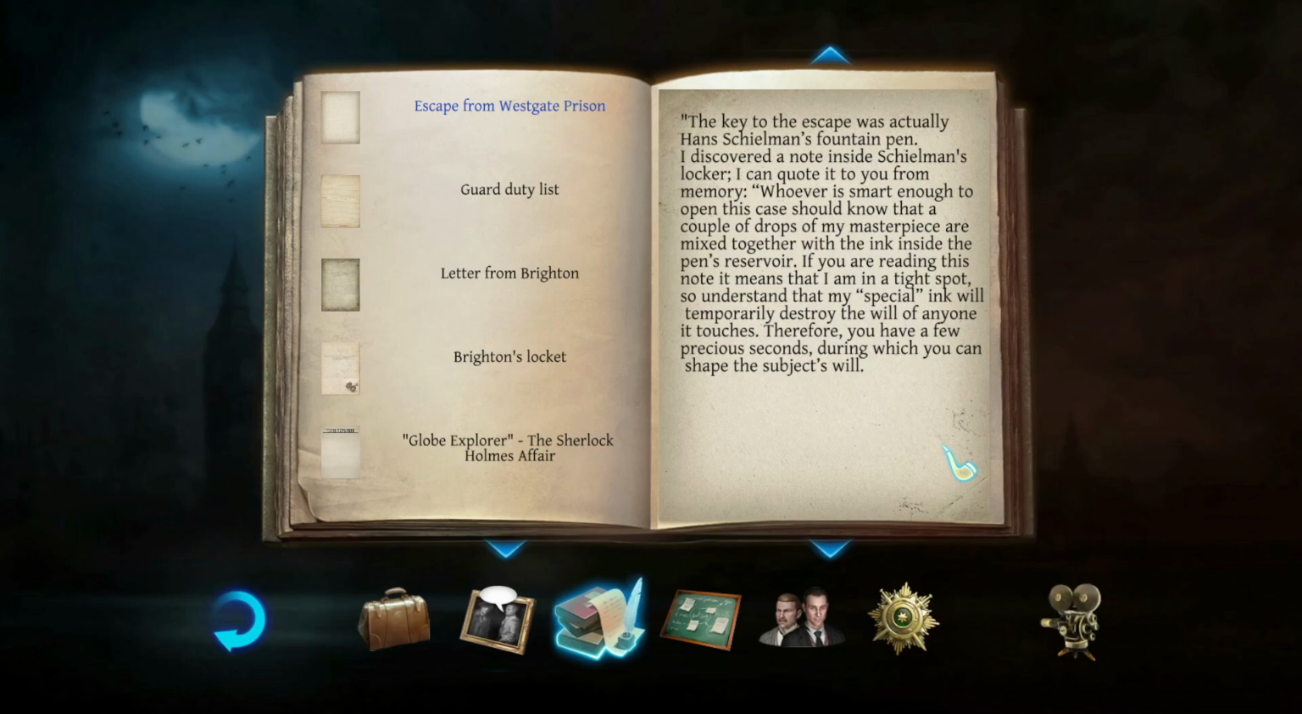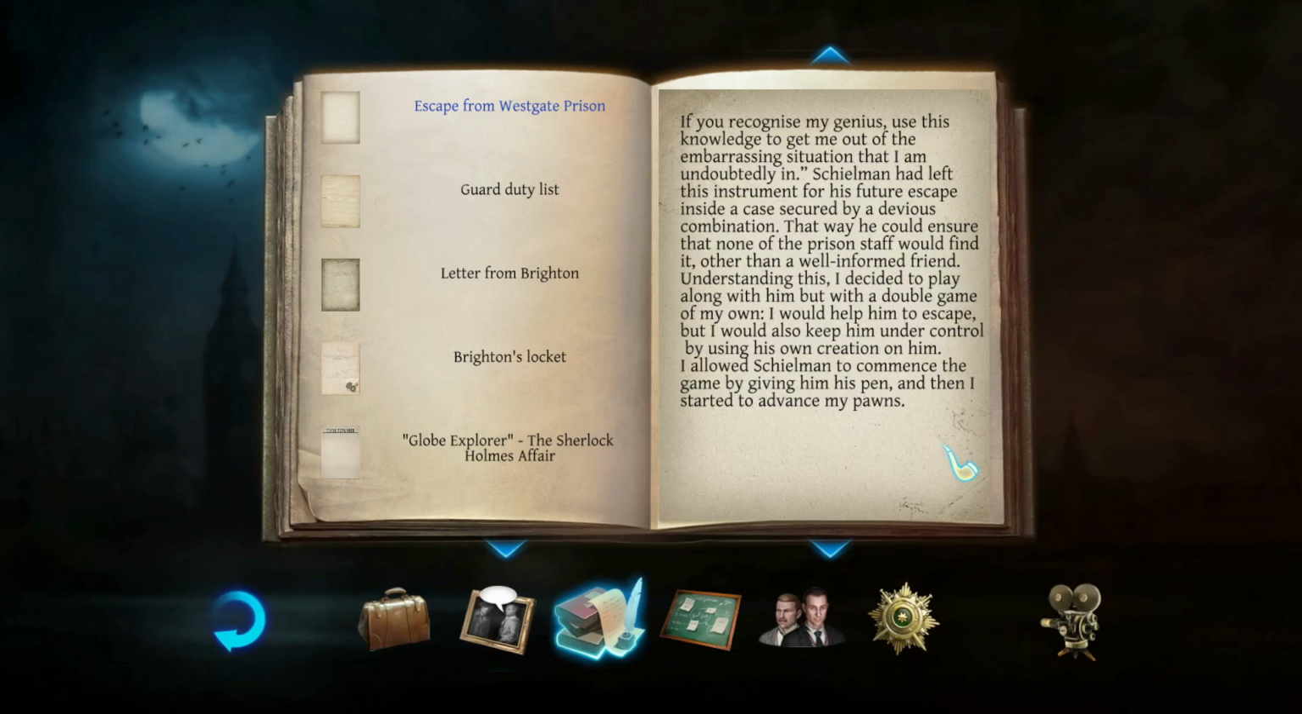If you are reading this note, it means that I am in a tight spot, so understand that my special ink will temporarily destroy the will of anyone it touches. Therefore, you have a few precious seconds during which you can shape the subject's will. If you recognize my genius, use this knowledge to get me out of the embarrassing situation that I am undoubtedly in. Schielman had left this instrument for his future escape inside a case secured by devious combination. That way he could ensure that none of the prison staff would find it, other than a well-informed friend.